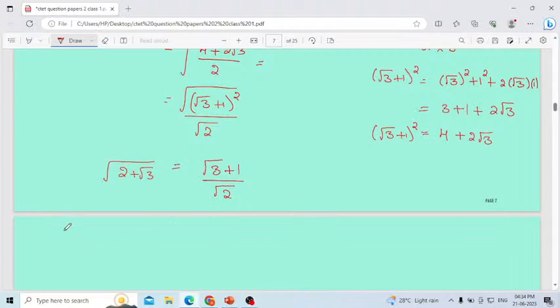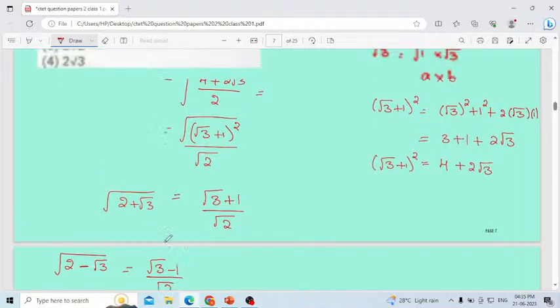Then I am having one more negative term, 2 minus root 3. You can solve it in the same method, but change only the negative sign. Here you will get root 3 minus 1 divided by root 2. Only you have to change the negative sign. You are having a negative sign here, no? Then put the negative sign here. Everything in the calculation will be the same, only the negative sign you have to consider.